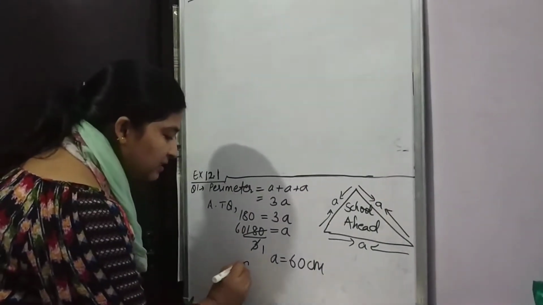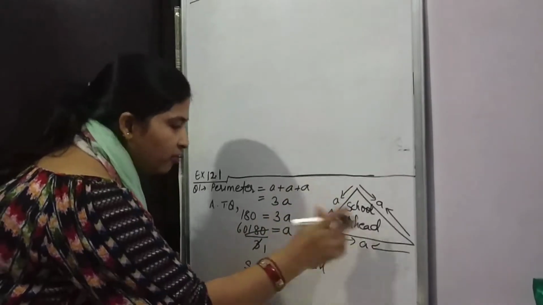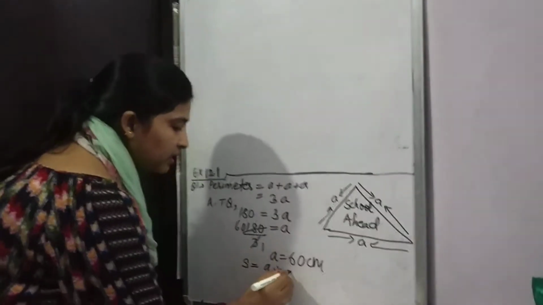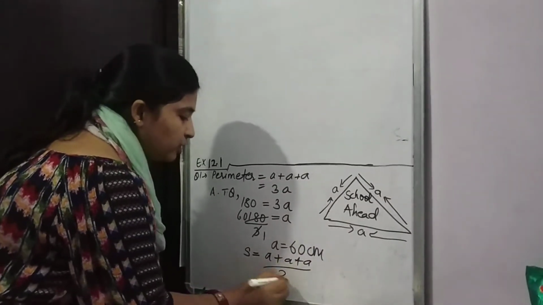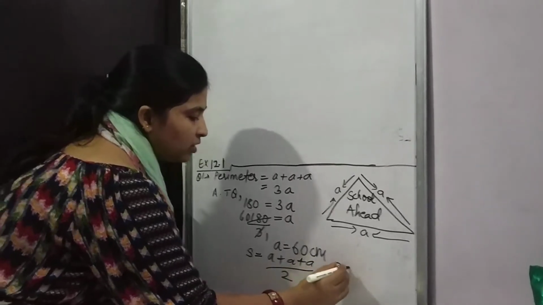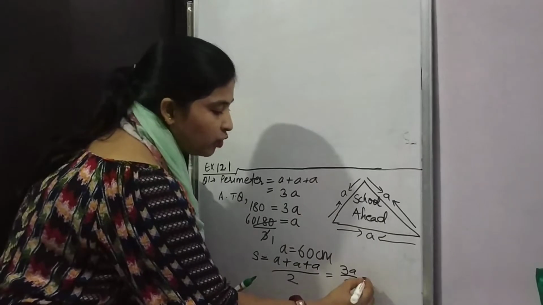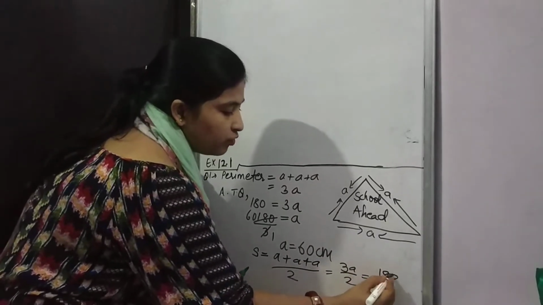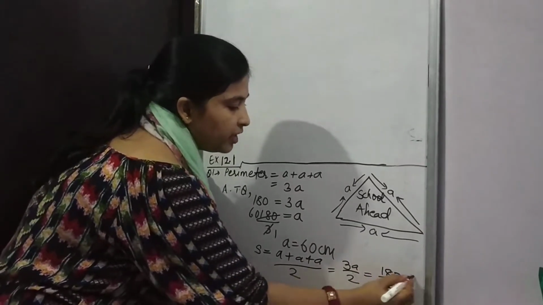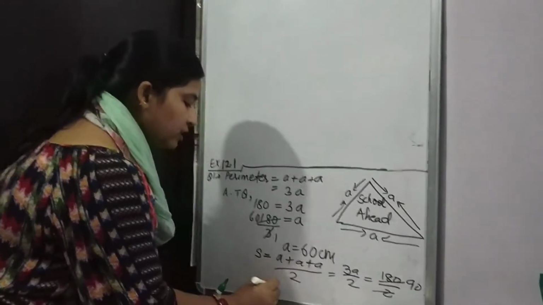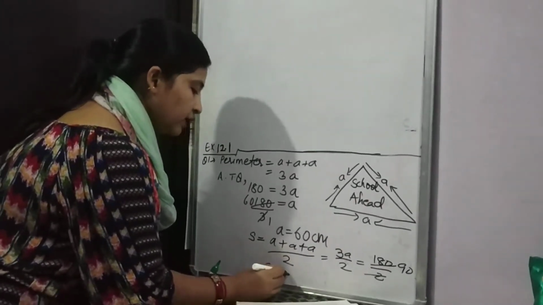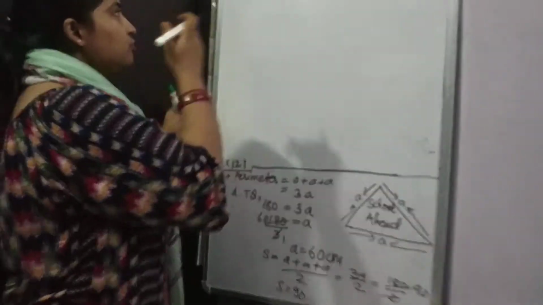Yes, so the S is, I think you can see, the sum of all three sides, that is A plus A plus A, divided by 2. So A plus A plus A is what? 3A. 3A upon 2. 3A we have already been given, that is your 180. So 180 upon 2 is how much? 180 upon 2 is 90. So what is the value of S you have got? 90.